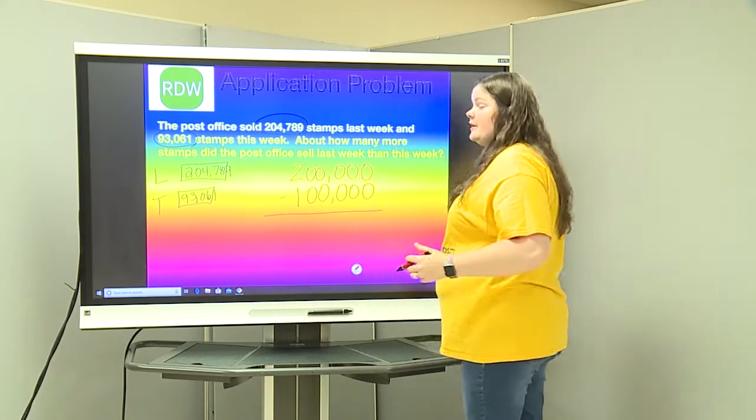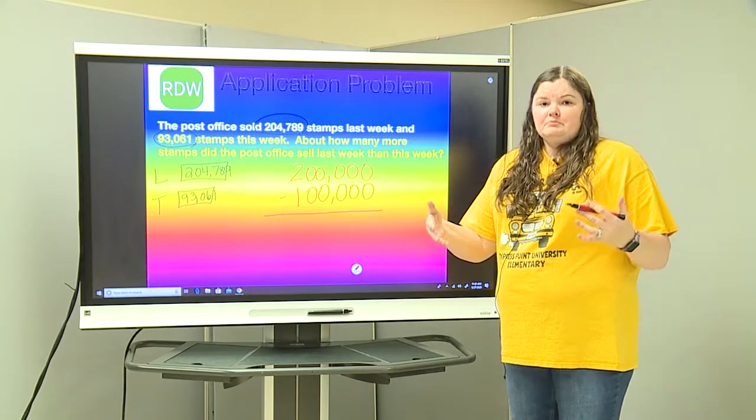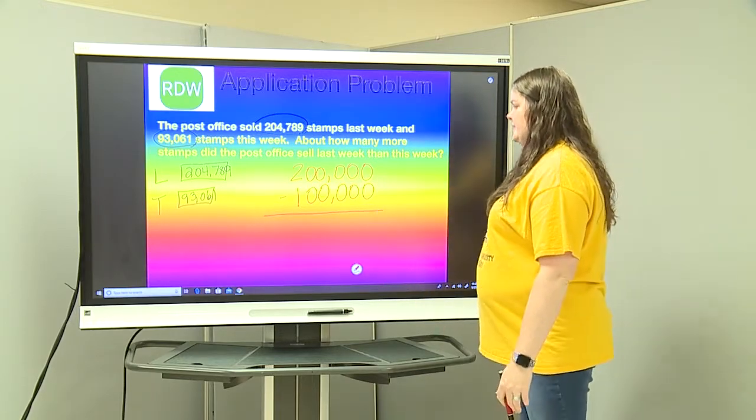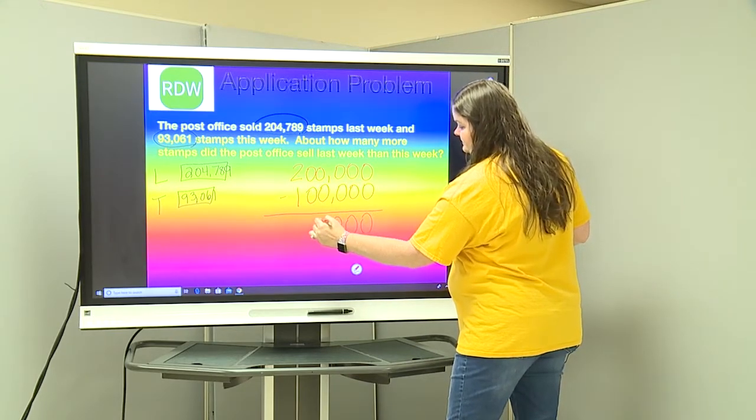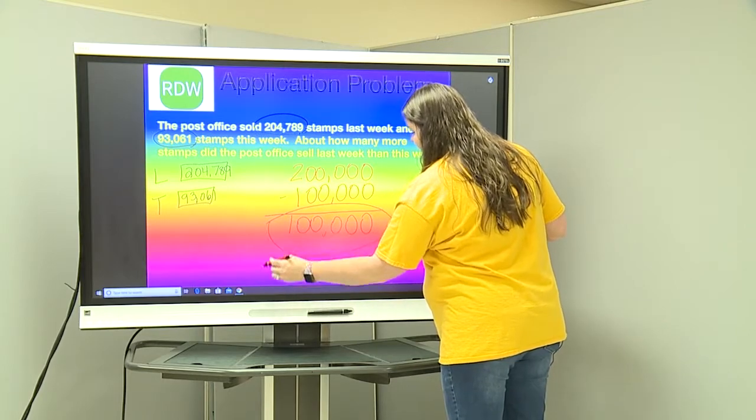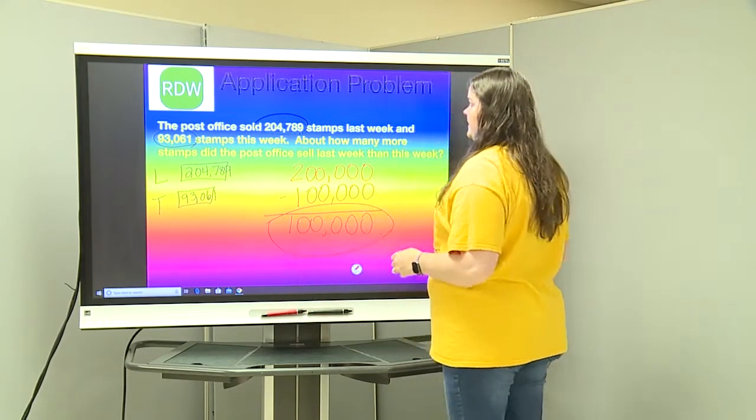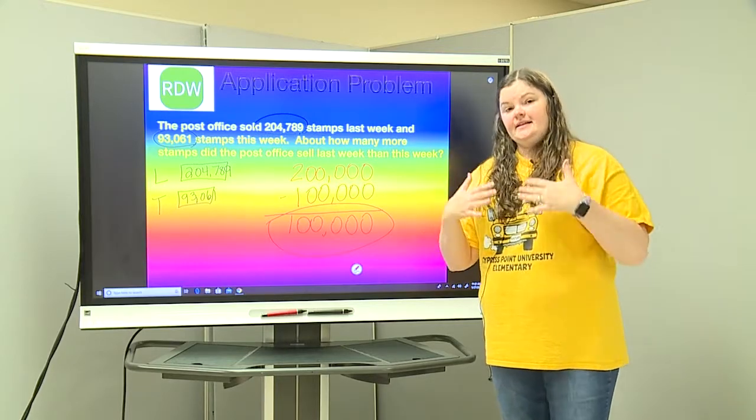So we're going to say it's about 100,000. And again, we could have used the 10,000s place. We could have even used the thousands place. However, we just used the 100,000s in this case. So now all we have to do is subtract. So they sold about 100,000 more stamps last week than they did this week.